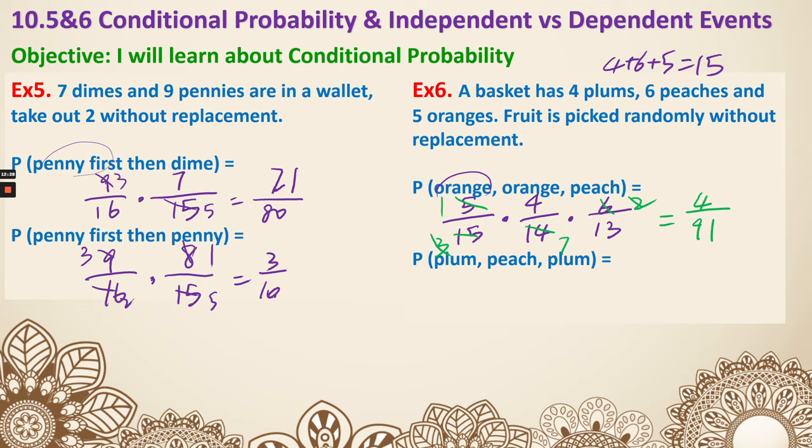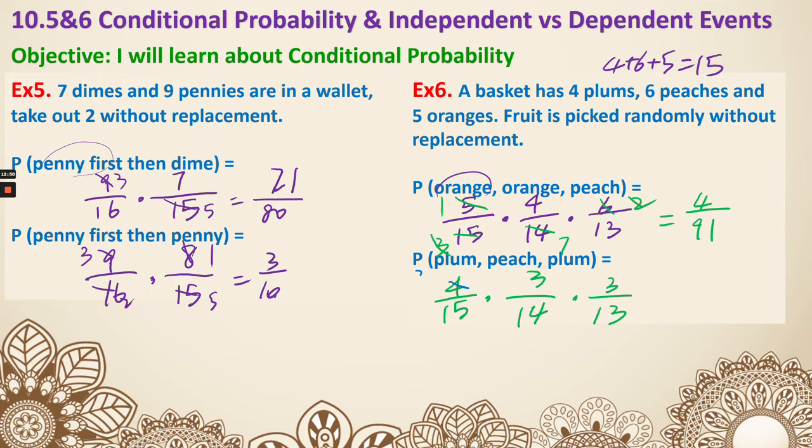Second part, plum first, that's 4 out of 15. Then peach, which is going to drop a little bit. So 3 over the total, which is 14. And the last one, another plum. Since I already picked out 1, it's now going to be a 3 out of 13.